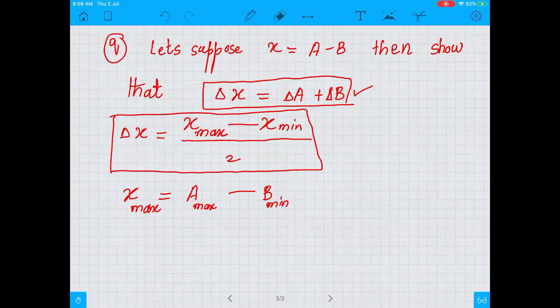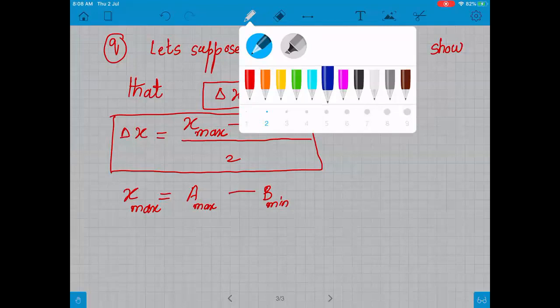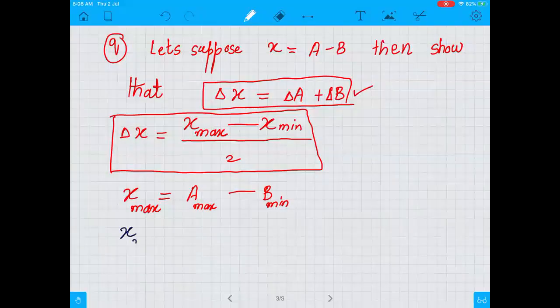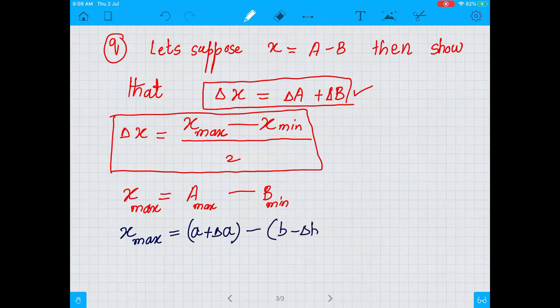x would be maximum if a is at its maximum value. That is, the uncertainty in a must be added to the value of a. So this is the maximum possible value that a can have. And the minimum value of b would be to subtract the uncertainty of b from the value of b. So it will be b minus delta b. Now this is the maximum value of x.